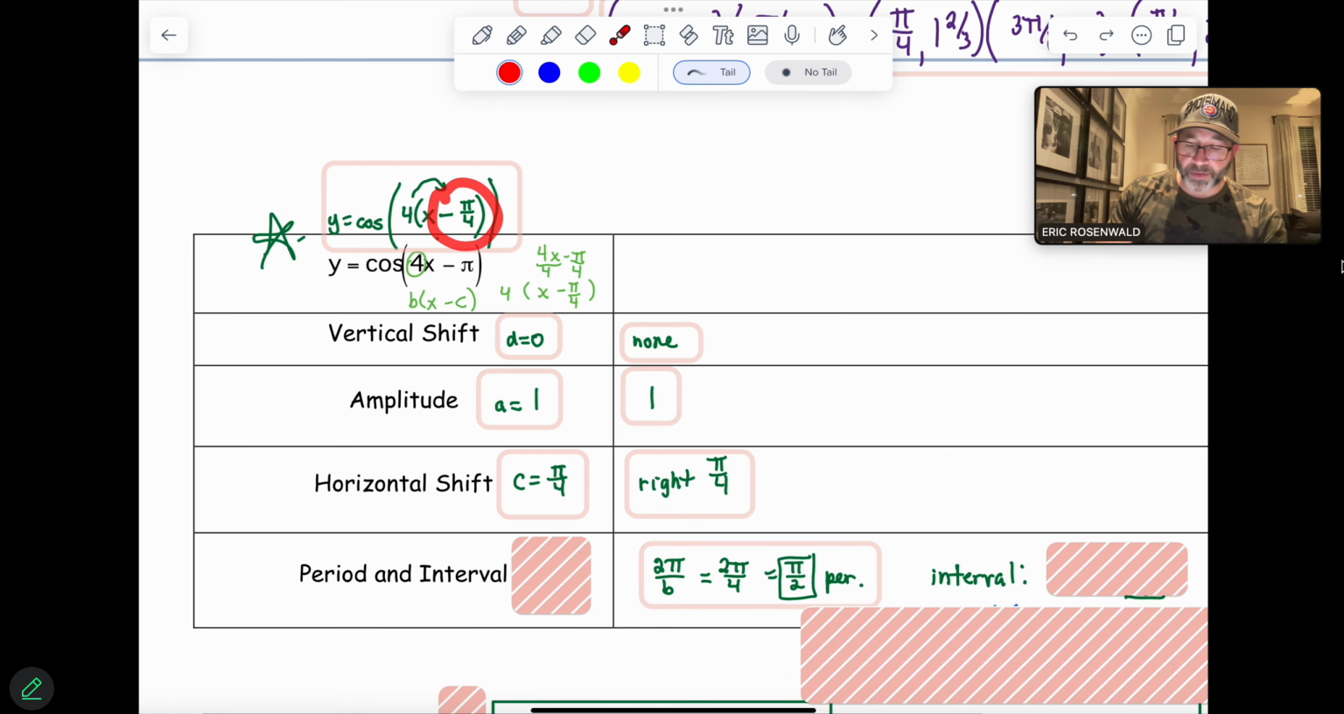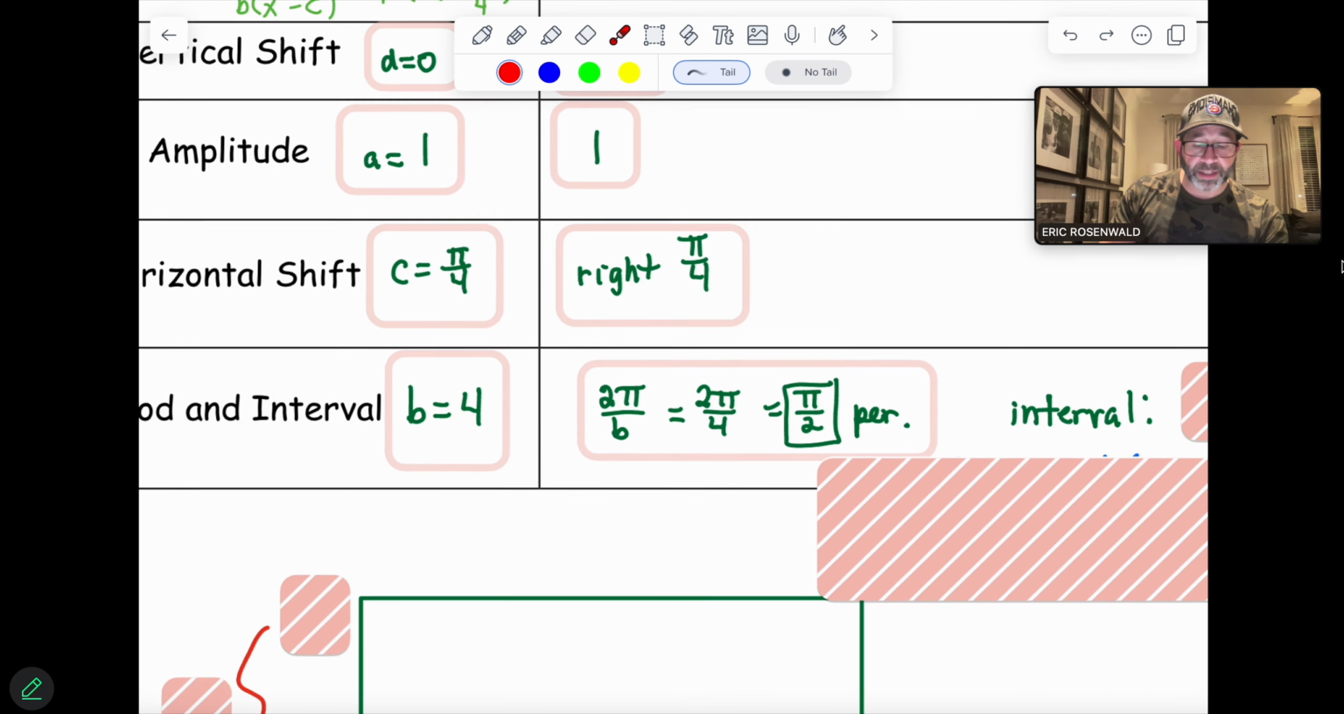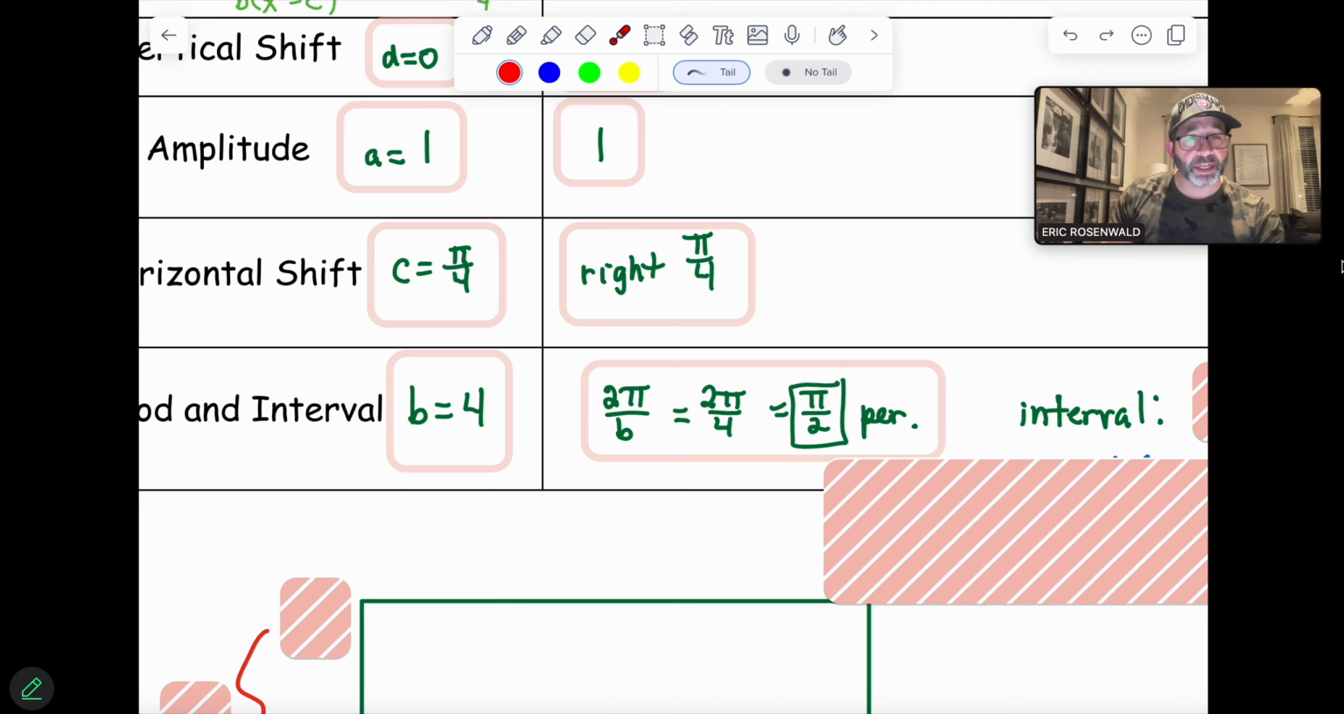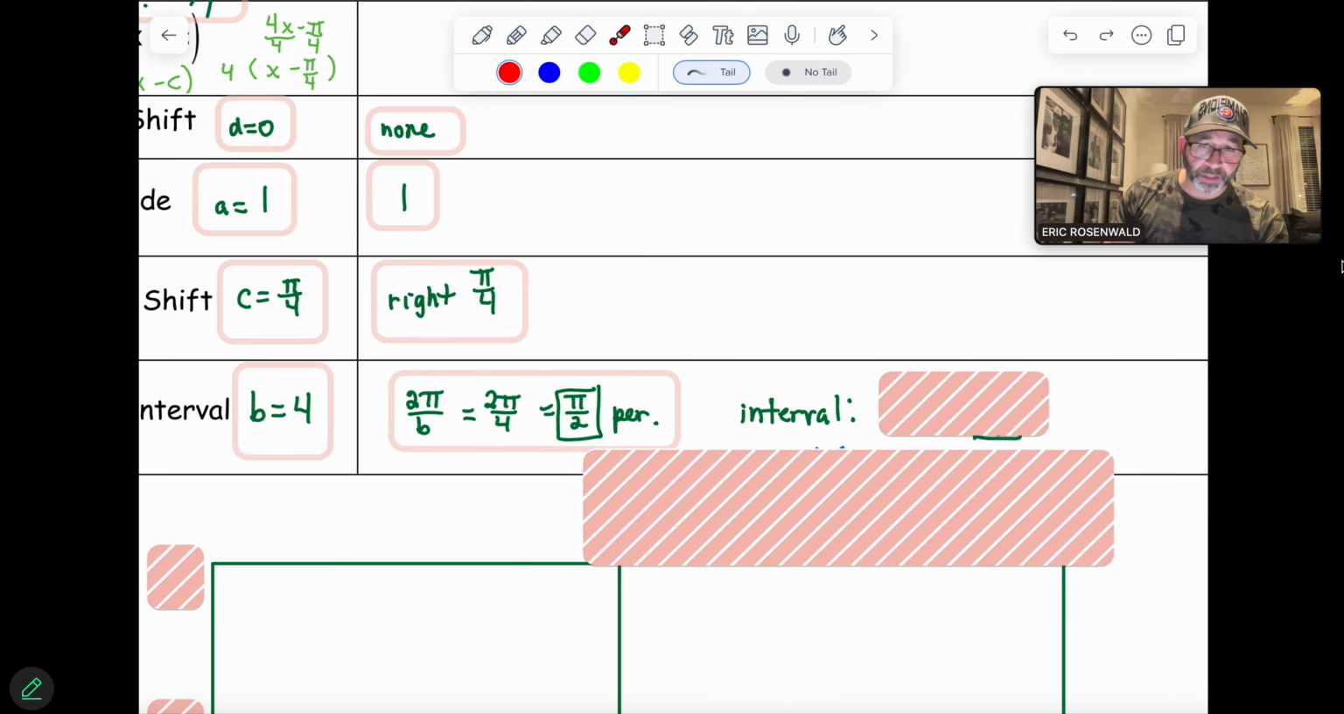Okay. And for the period, we've got a 4 here, so we're going to go ahead and say the b value is 4. So we go ahead and do 2 pi divided by 4, which means the period now is again pi over 2, like the last problem. We'll break this into 4 separate increments. And so we're going by pi over 8.